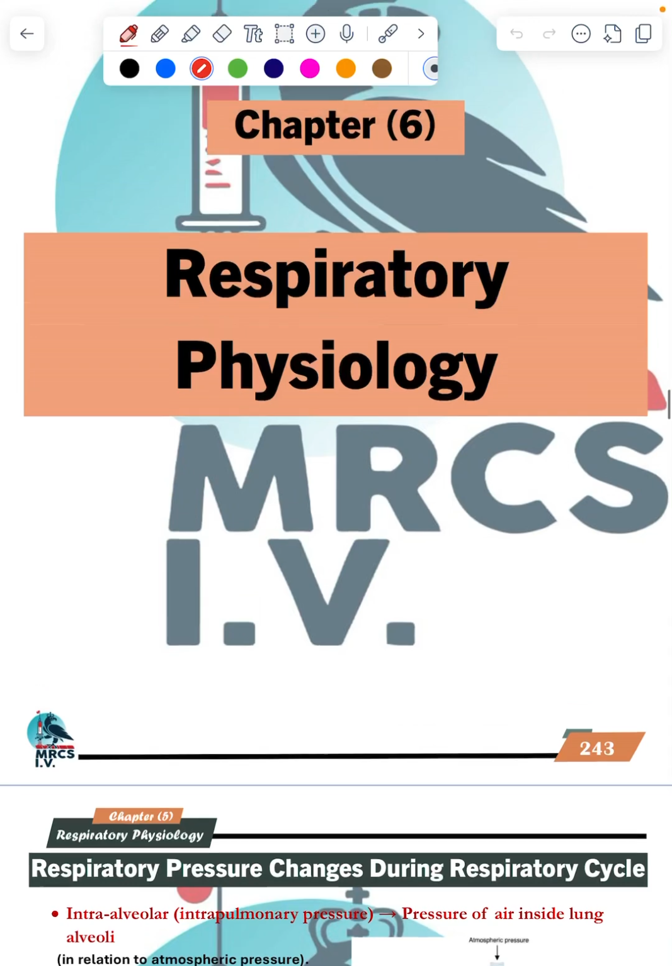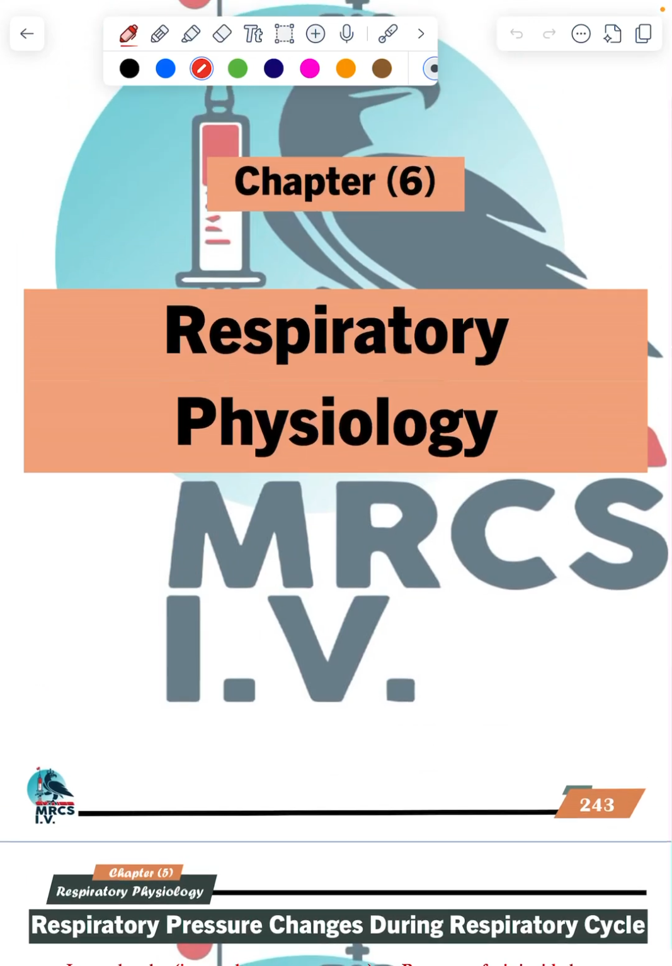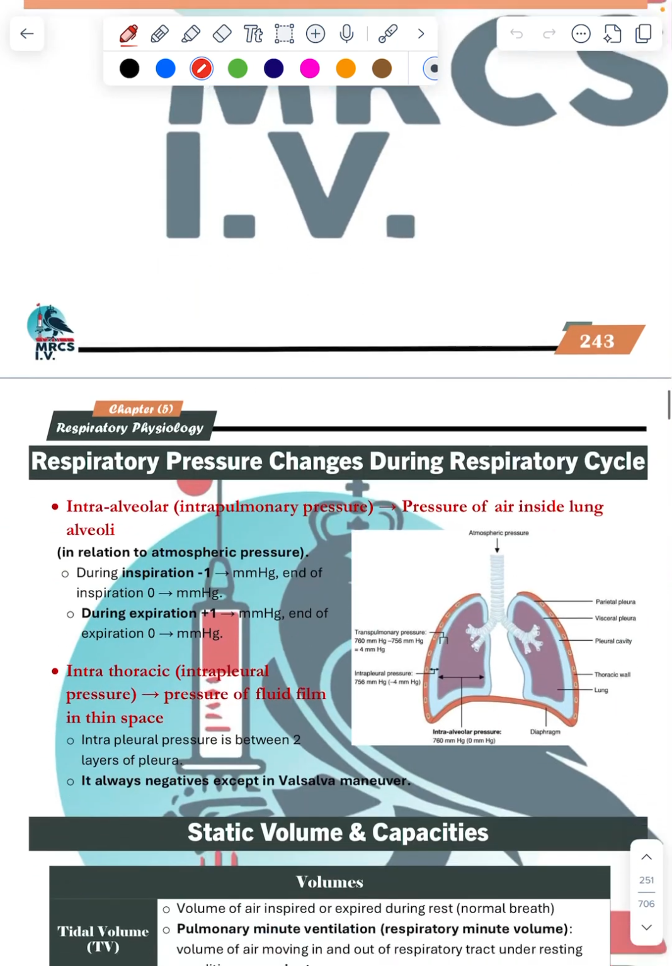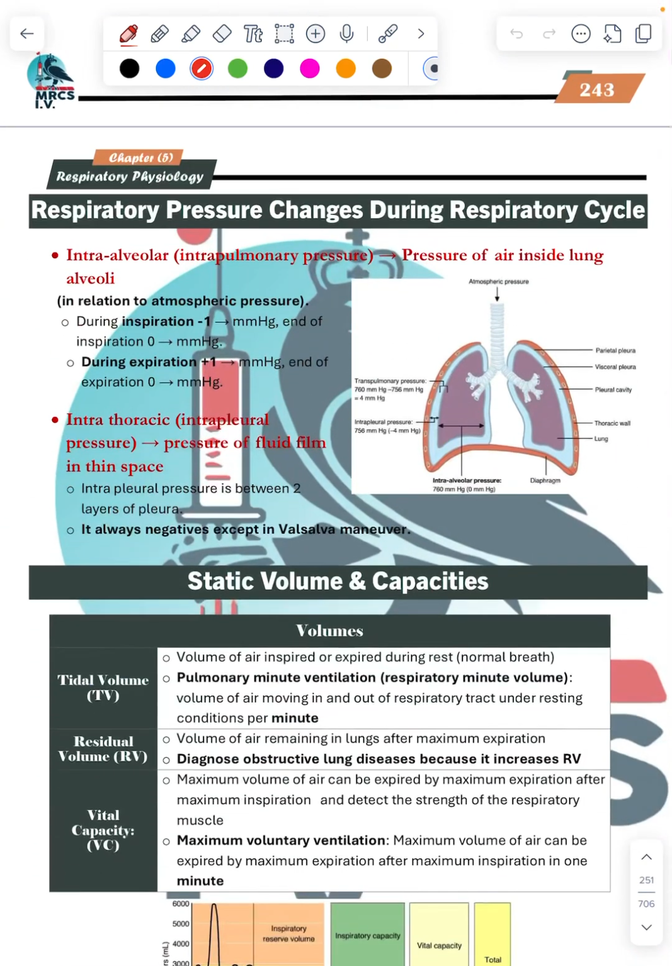So this is about respiratory physiology from IVMRCS. Let's see what are the important points given and concern questions for this.